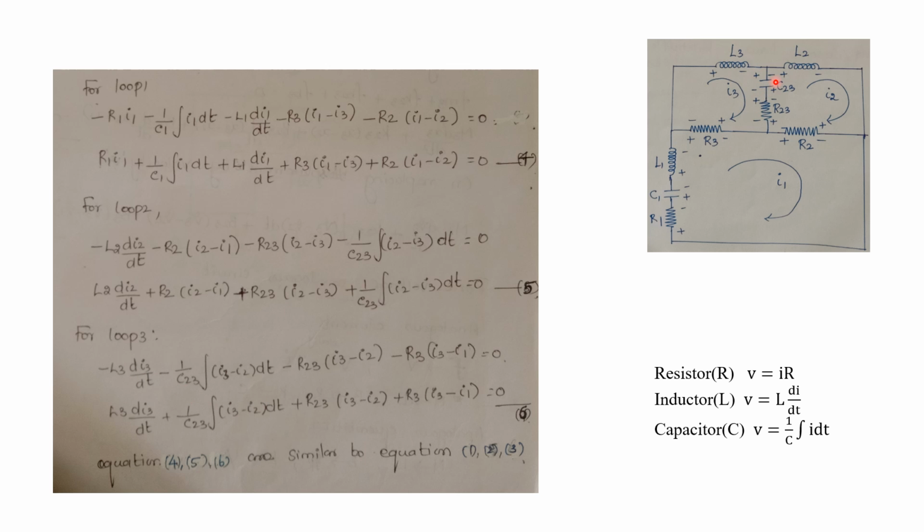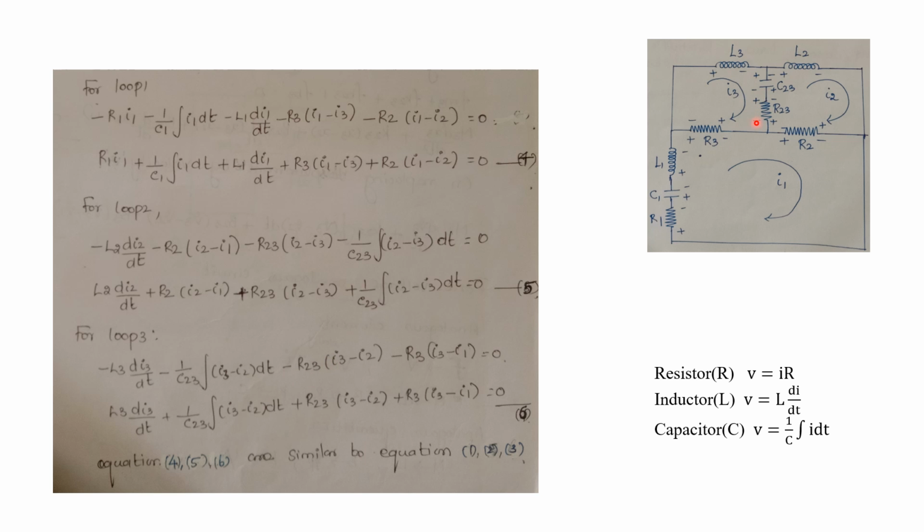What about the voltage drop across the capacitor? 1 by C into integral I dt. That is 1 by C23 into integral. Here the current will be a difference in current, because both the currents are flowing in the opposite direction. But we have to write the I3 current first, because we are writing the equation for loop 3. Okay, I3 minus I2. Now the next element will be R23.